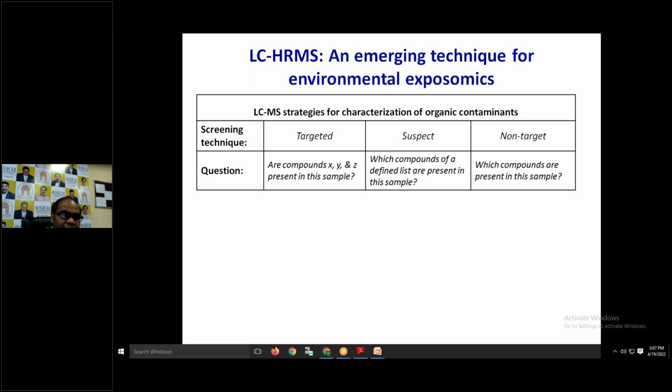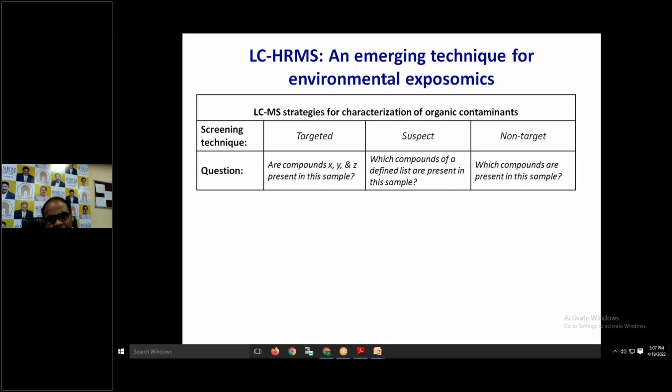So now we are going to study LCMS strategies for characterization of organic contaminants. How to find or identify the presence of, or characterize, the organic contaminants. What organic contaminants are present? So basically the screening technique question is coming: what screening technique are we going to use to identify them?